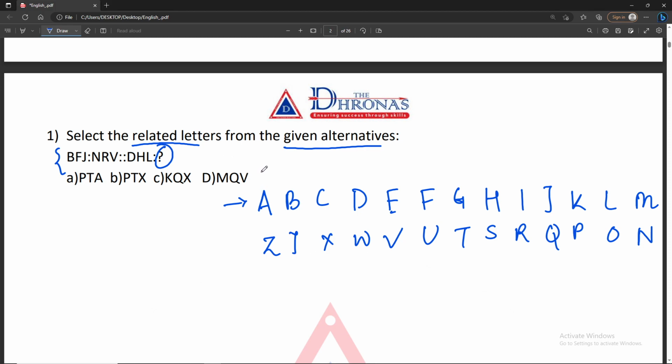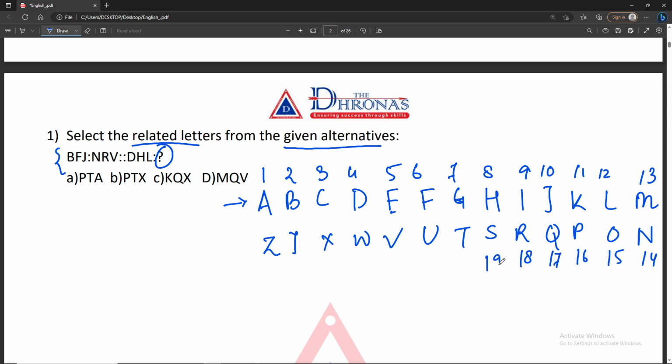So you can also write the place values of the numbers. A place value 1, B 2, 3, 4, 5, 6, 7, 8, 9, 10, 11, 12, 13, 14, 15, 16, 17, 18. So all the 26 alphabets are there, and the letters are given, and the numbers are also given. So in your exam sheet you can write it, and you can give at least 1 minute to this, so that it doesn't make your marks negative.